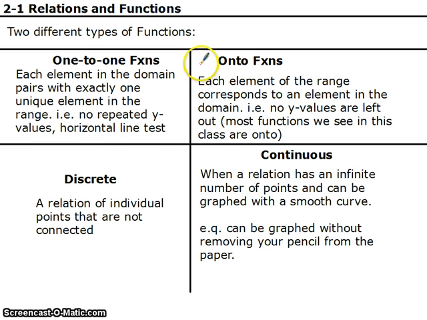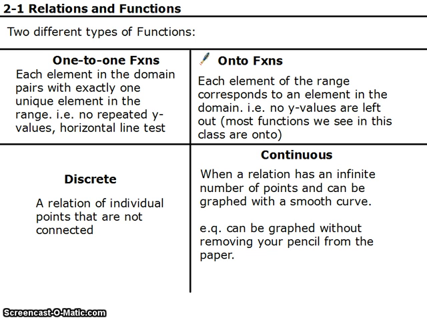Okay, onto just means that every element in the range corresponds to an element in the domain. So basically there are no elements in the range that don't have a corresponding x value. We don't really encounter very many functions, if any functions at all, that are not onto. So just assume they're onto, and if we do encounter one that's not, I will definitely make a point to point that out to you.